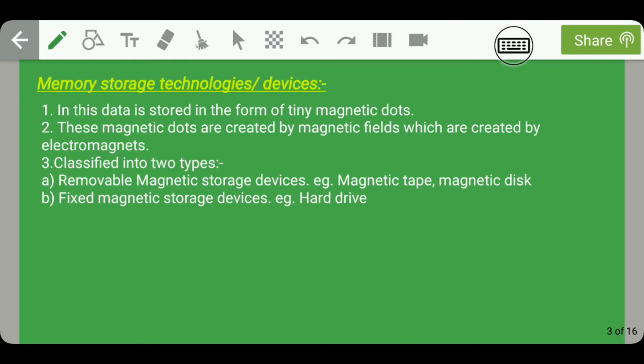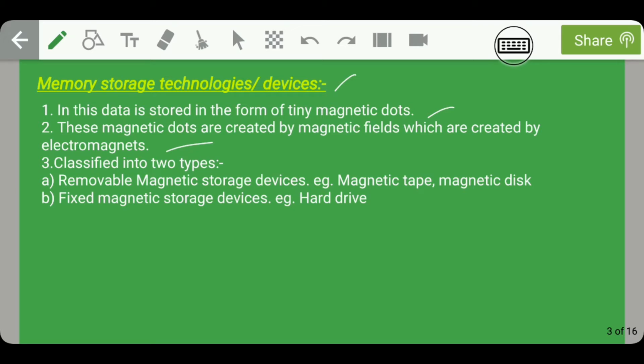So guys, first of all, let us talk about these magnetic storage technologies or magnetic storage devices. In these devices, the data is stored in the form of tiny magnetic dots, and these magnetic dots are created by magnetic fields which are created by electromagnets.